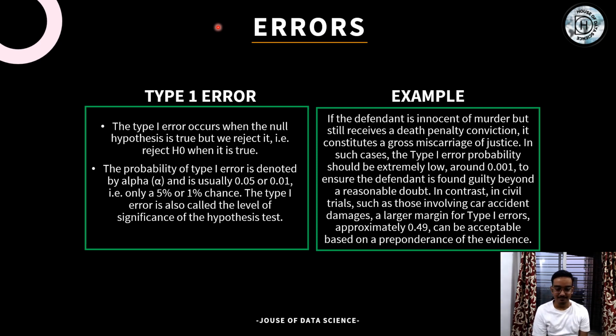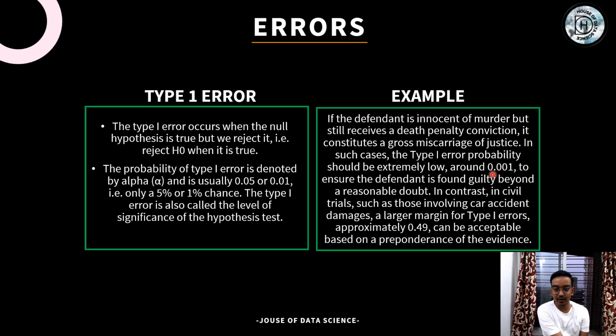So that is a type 1 error. The probability of a type 1 error is usually denoted by 0.05. So only a 5% or 1% chance of that error is called the level of significance of the hypothesis test. So if the defendant is innocent of murder but still receives a death penalty, you were saying that he is innocent, but you reject it and give him a death penalty, whereas he was actually innocent. So you have made a type 1 error.